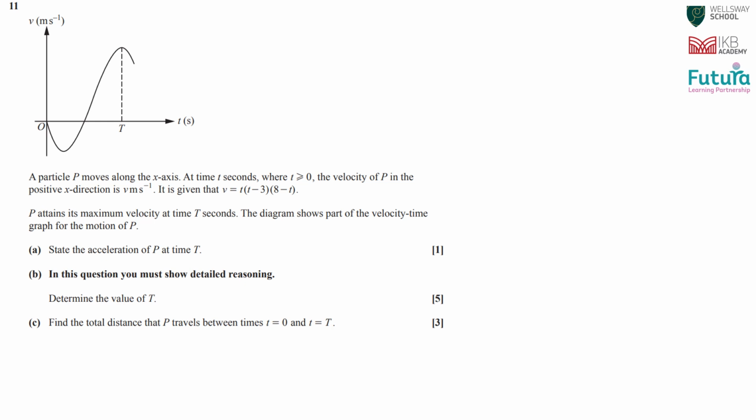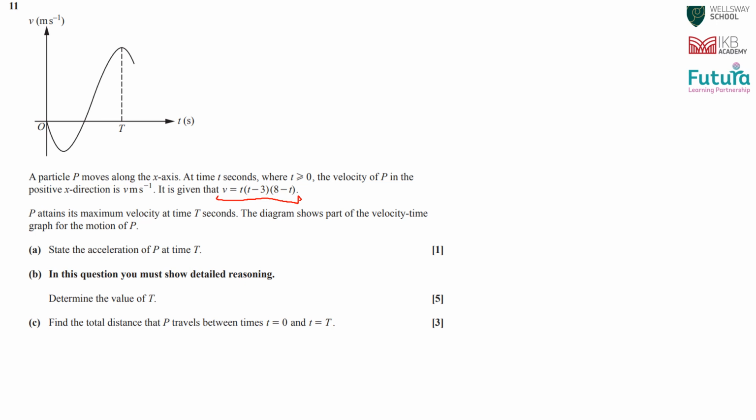Okay, so for this question, a particle P moves along the x-axis at time t seconds, where t is greater than or equal to 0. The velocity of P in the positive x direction is v. So we've got time going along here, velocity along our y-axis. And then we're given our equation for v, so v is t minus 3, 8 minus t.